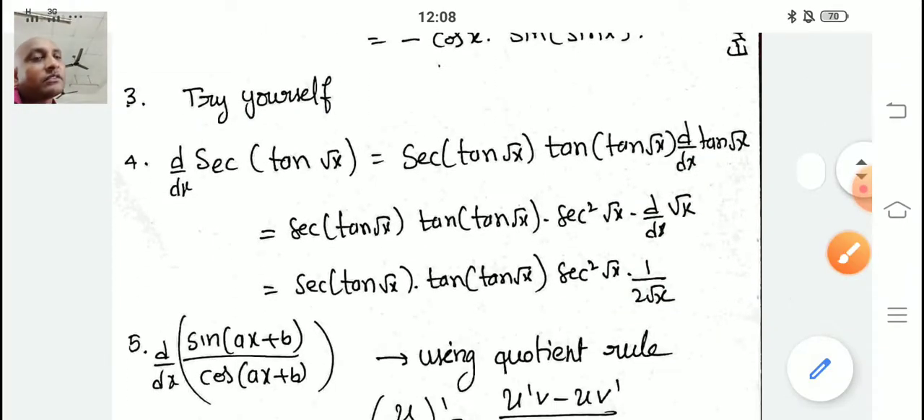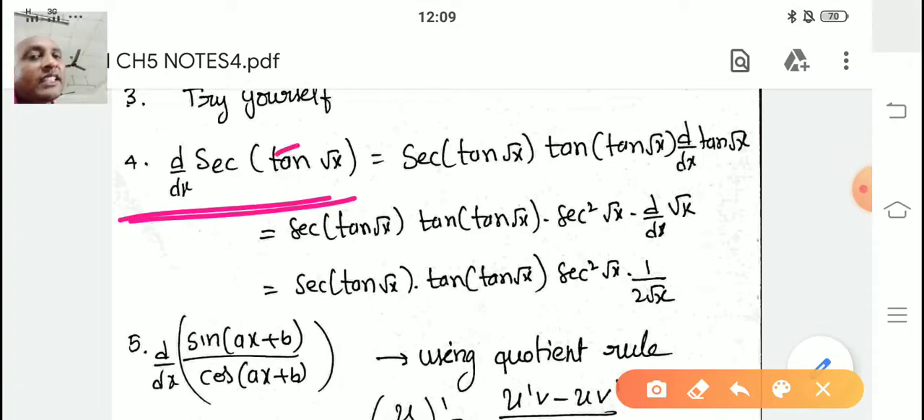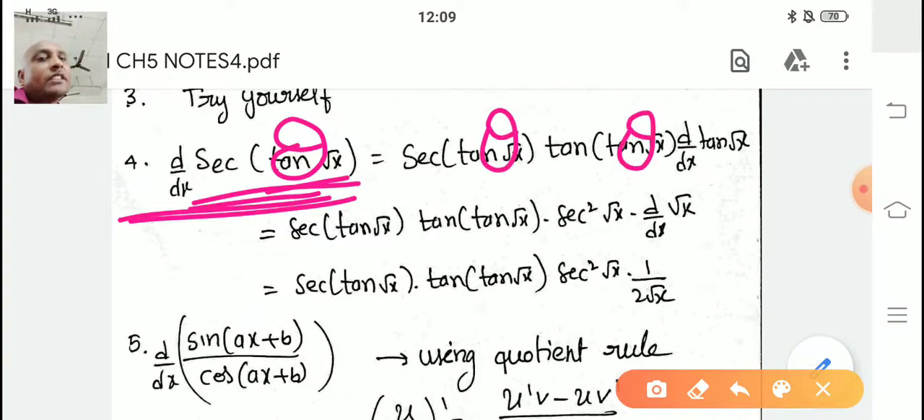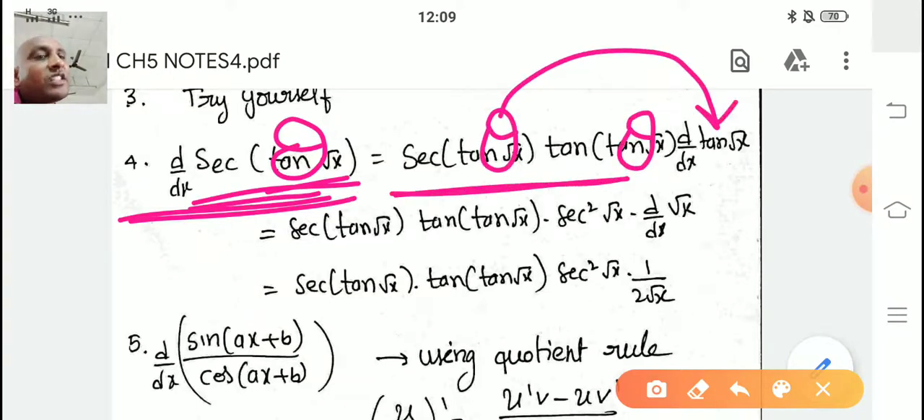Fourth question. d by dx of secant theta. I am just taking tan root x as theta. Then secant theta derivative is secant theta tan theta. So then this theta must be differentiated again. That is the chain rule. d by dx of tan root x.